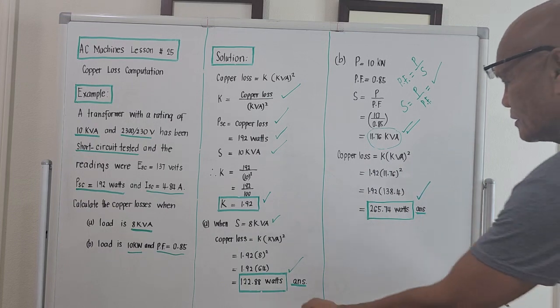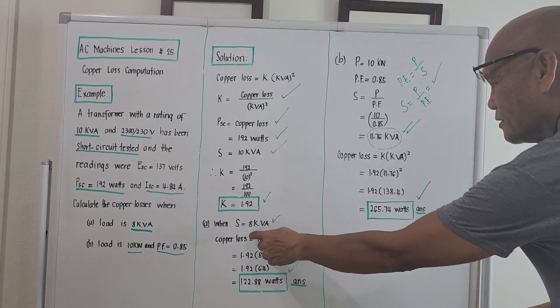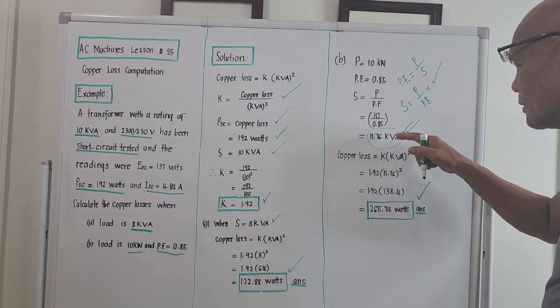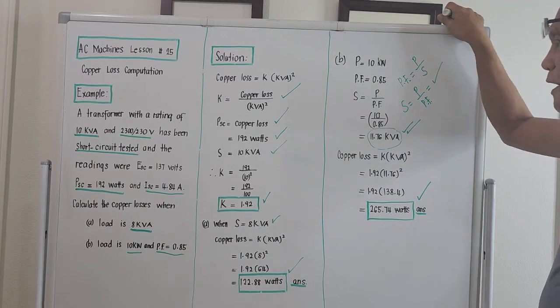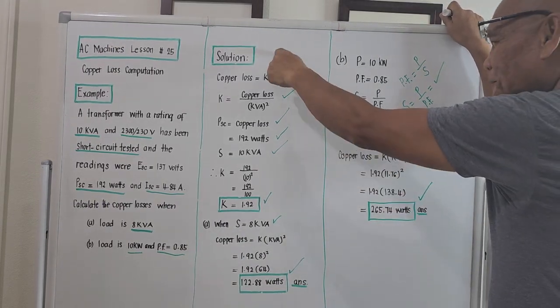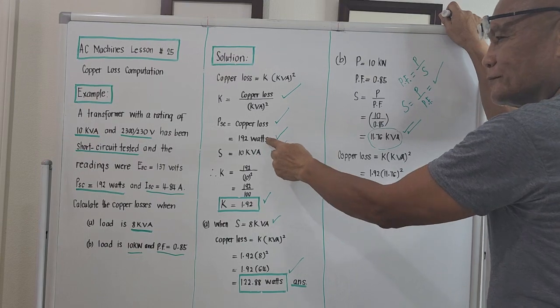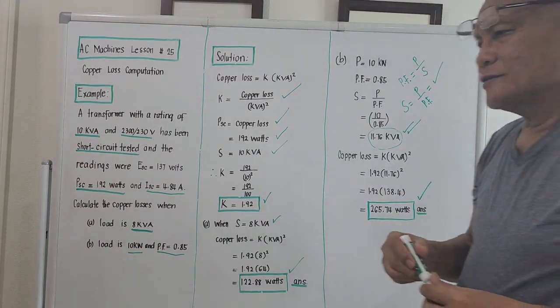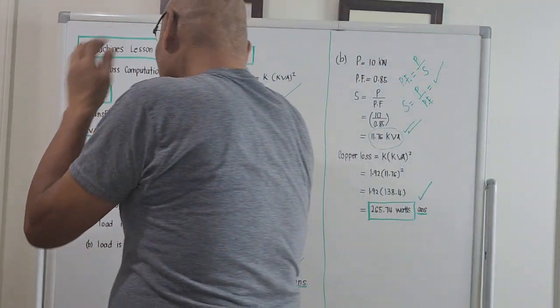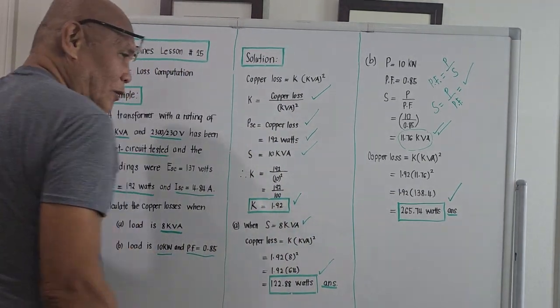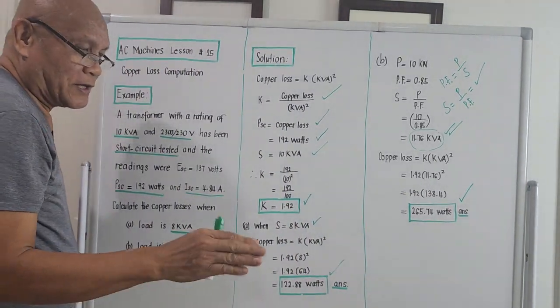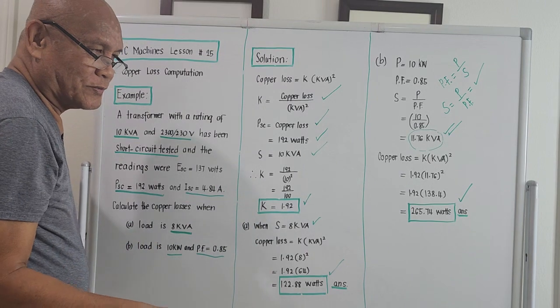It is greater than this, because this one is only 8 kVA, and this one is 11.76 kVA. And at 10 kVA, it's only 192 watts. Okay, that's it, guys. That's the way to compute the so-called copper loss at any given load conditions for any transformer.